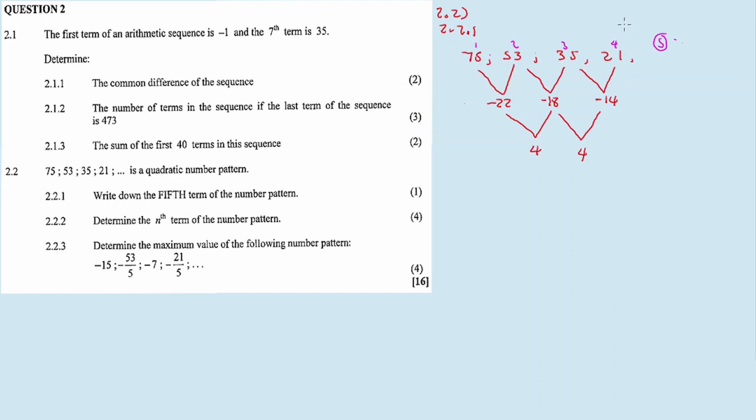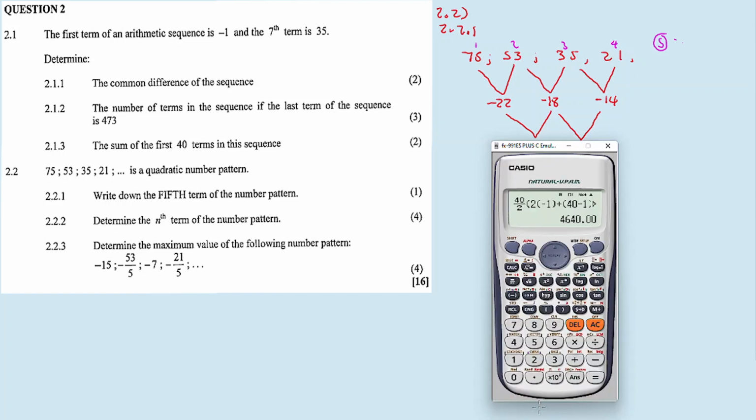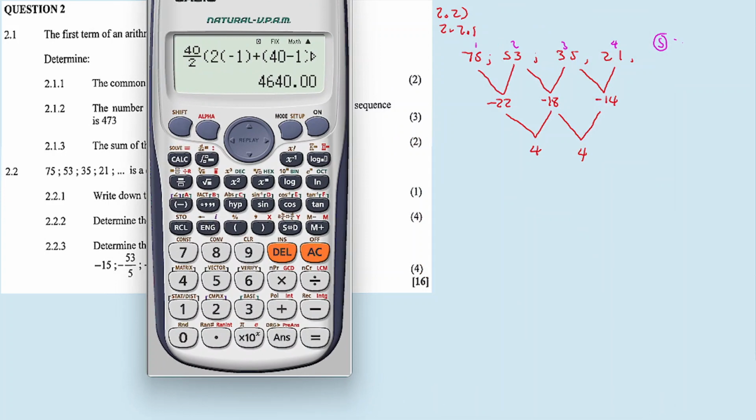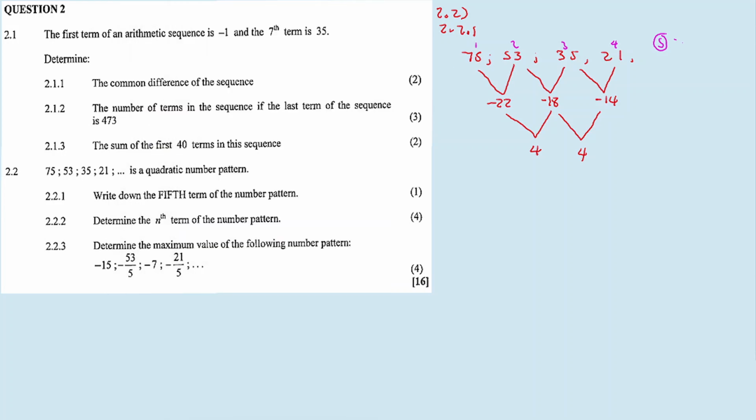So in order to calculate the fifth term, you add the 4 to the next first difference. So it's going to be 4 plus minus 14 plus 21. The answer is 11. So T5 is equal to 11.